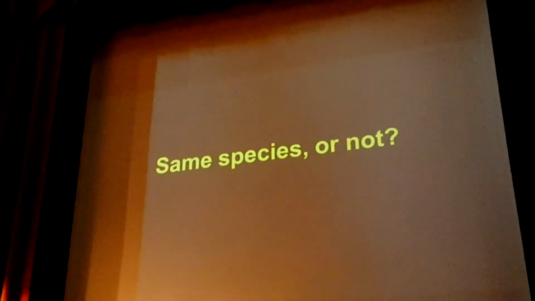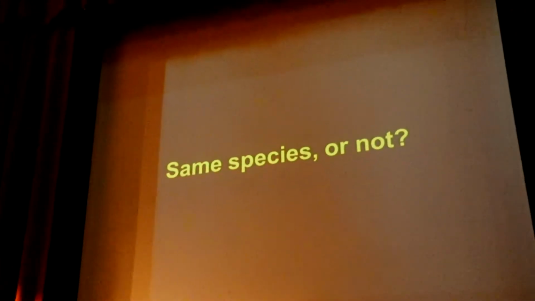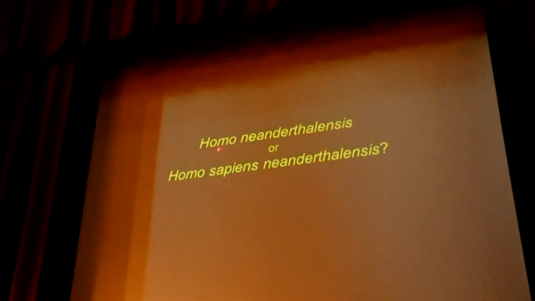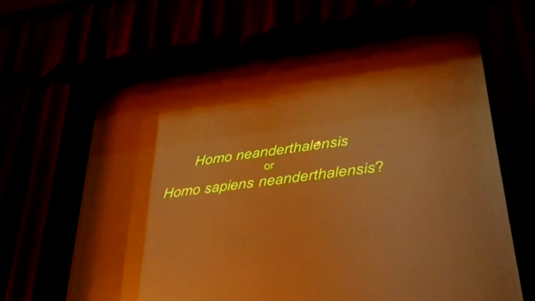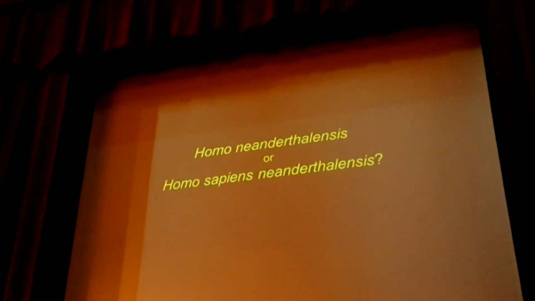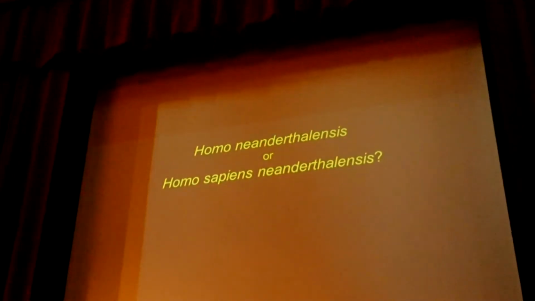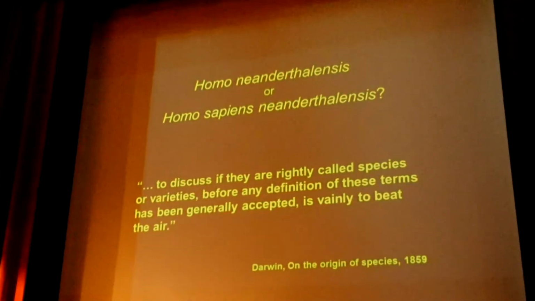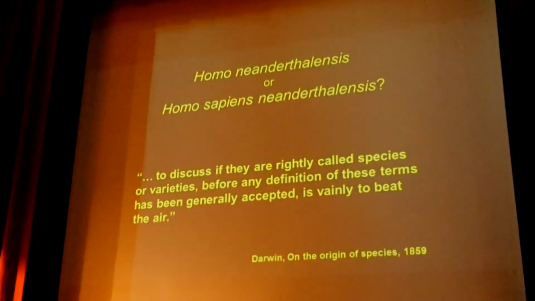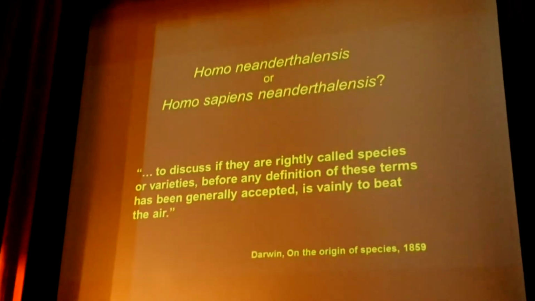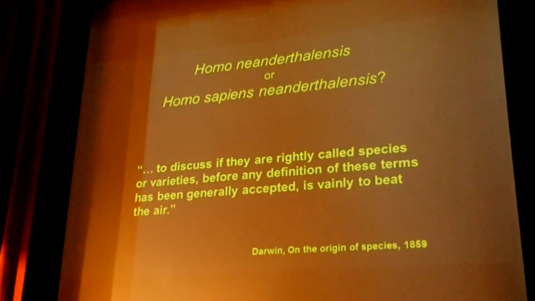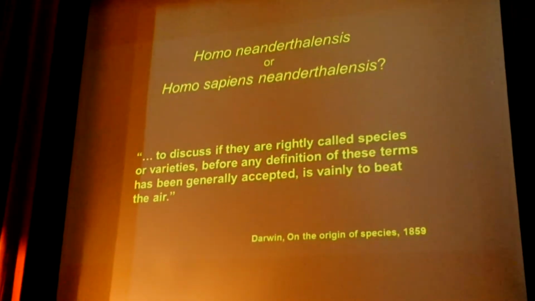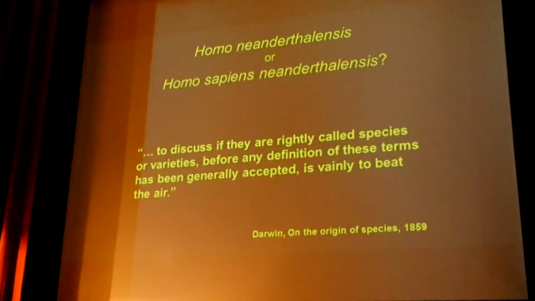Something else that people often ask us is, were the Neanderthals the same species as us or not? Should we call them a separate species, Homo neanderthalensis, or a subspecies? And I always dodge that question and say, you can even cite Darwin about this: to discuss whether two things are species or varieties before we have a definition of these terms is to vainly beat the air. And we still don't have a good definition of this, so I don't answer that question.